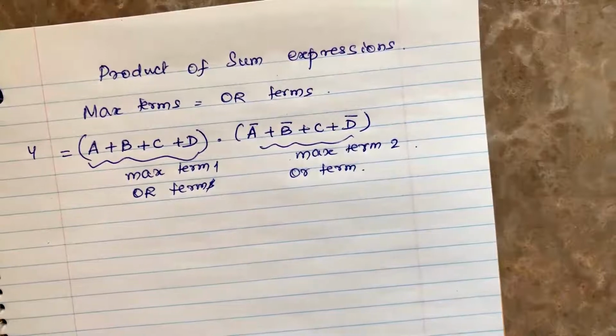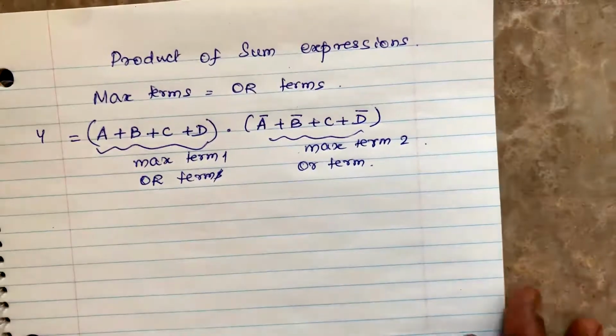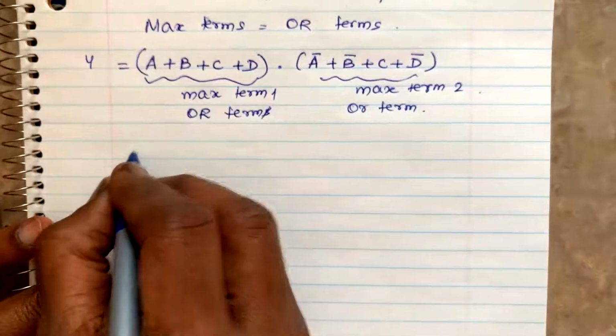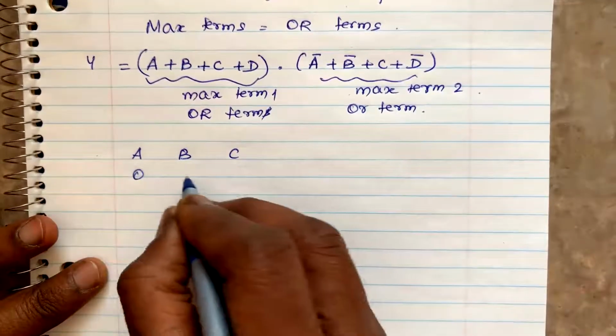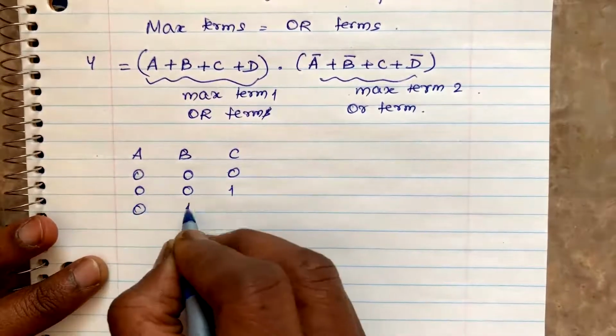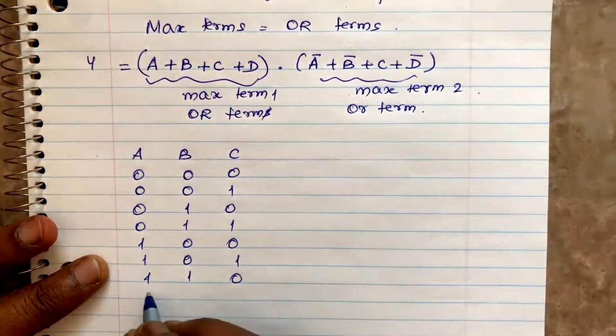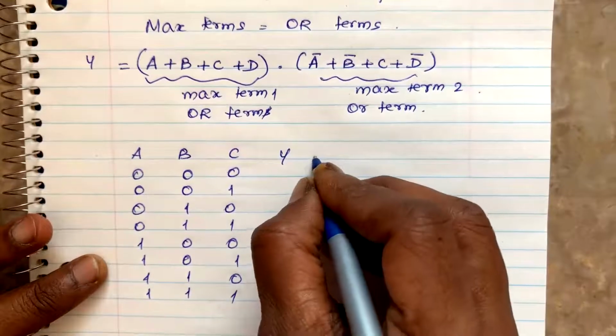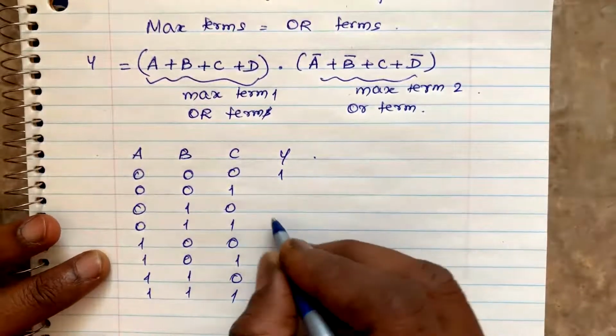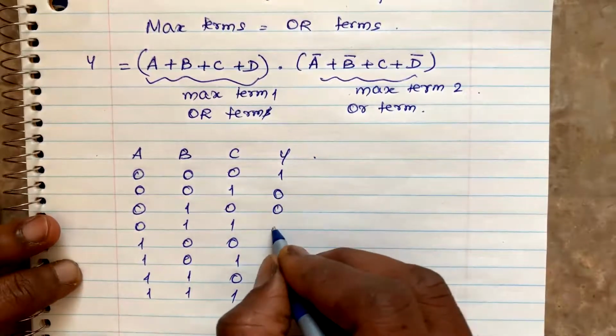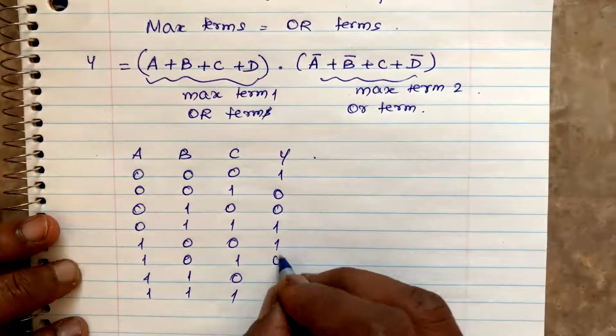Now, if we have to get the product of sum expression from a sum of product expression, we can apply De Morgan's law. I'll show you. For example, you have a truth table like this. You have the combinations and you have Y. This is going to have some ones here and there randomly. You have a 1 here, a 1 here, and zeros elsewhere.